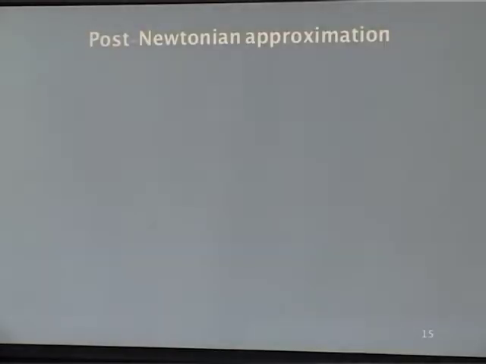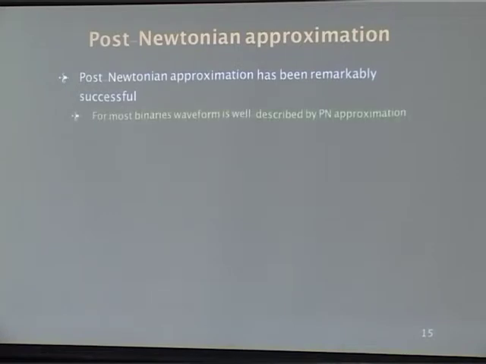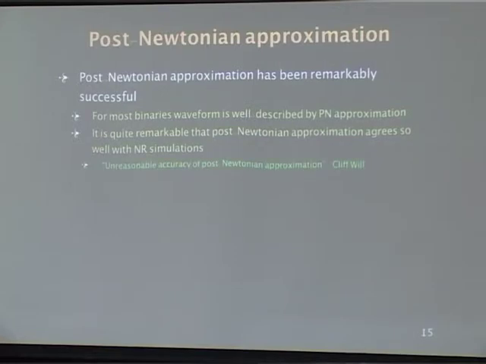Okay, so a few words about post-Newtonian theory itself. It's been remarkably successful, so successful that Clifford Will used "unreasonable accuracy of the post-Newtonian approximation" as a title for one of his talks in the early part of the success of numerical relativity simulations. But it probably is not actually very accurate for some of the simulations. I will come to that in a moment.